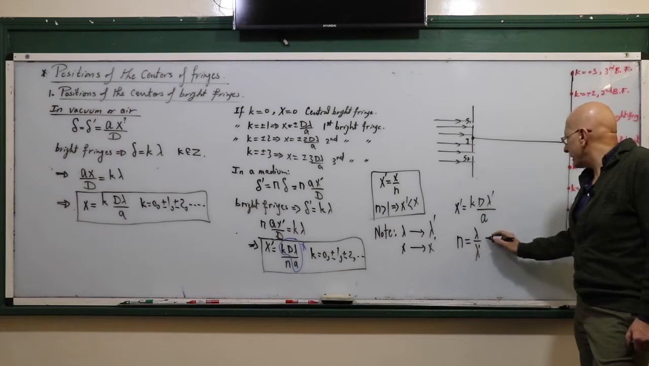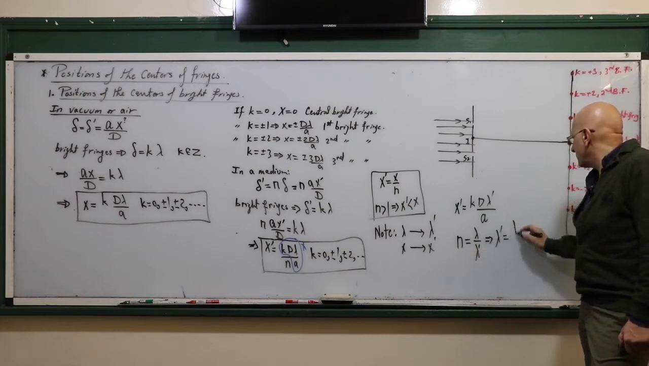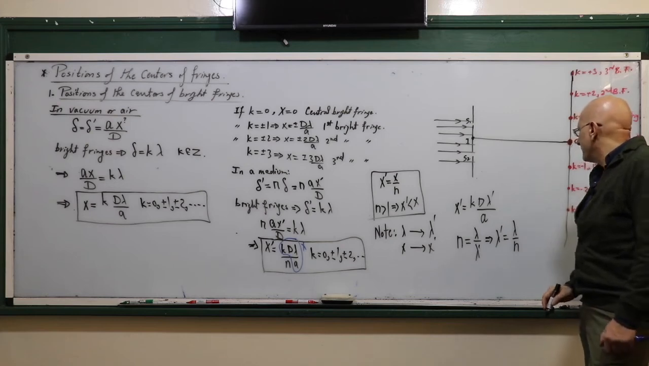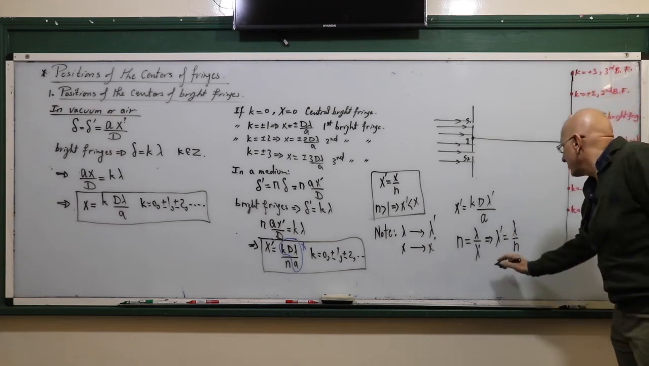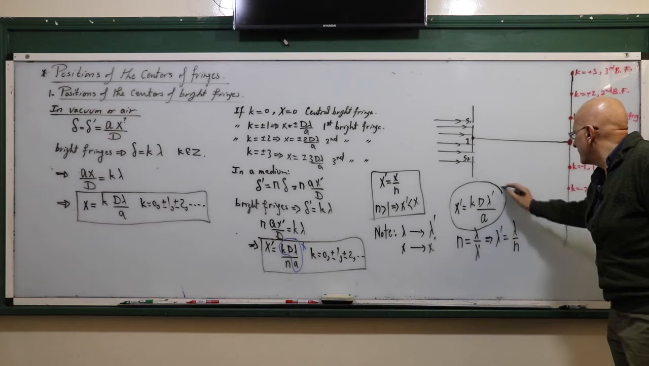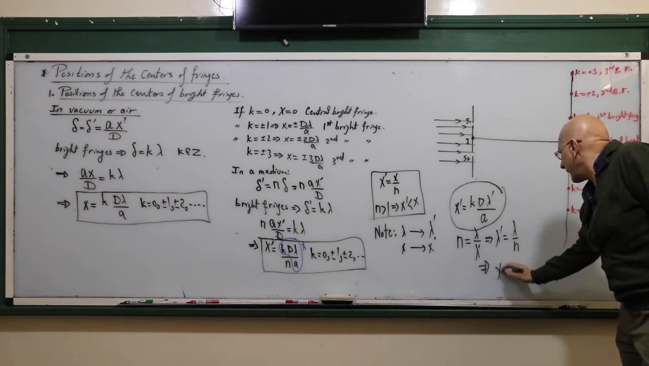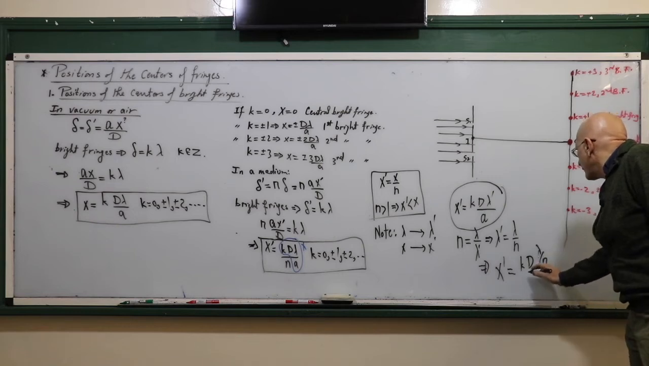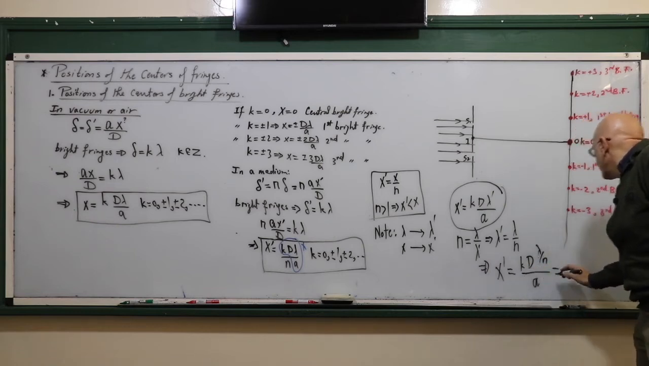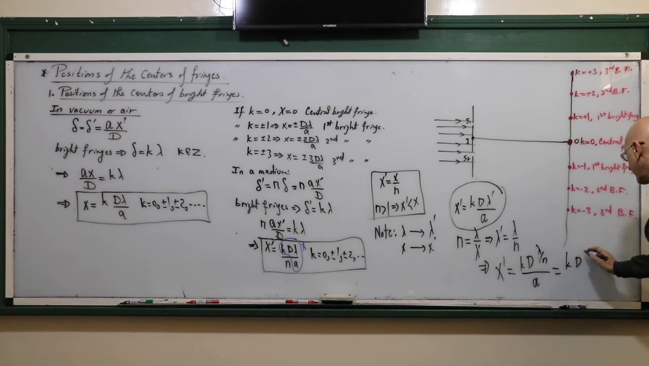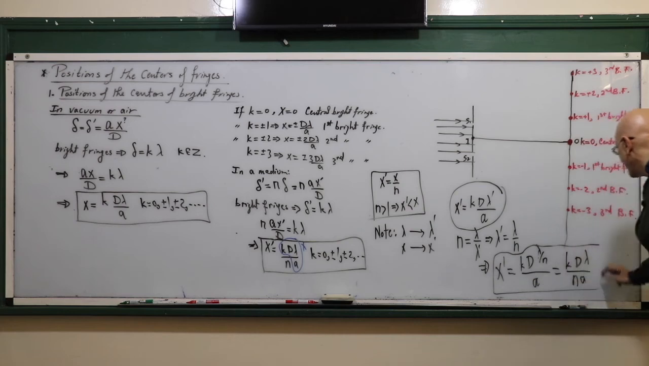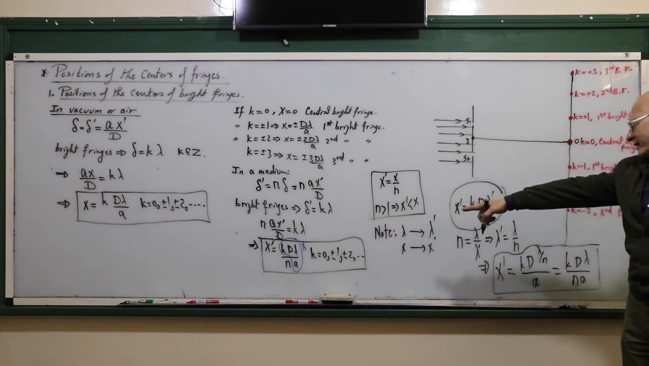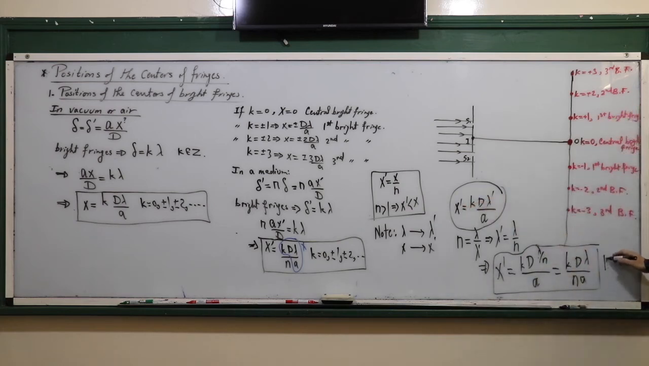This should be proved, we said. This implies lambda prime equals lambda over n. Okay, substitute here in this formula. What do you get? You get X prime equals KD lambda over n over A, which gives you KD lambda over NA, which is the same as that one, where K belongs to Z. Don't forget the K.